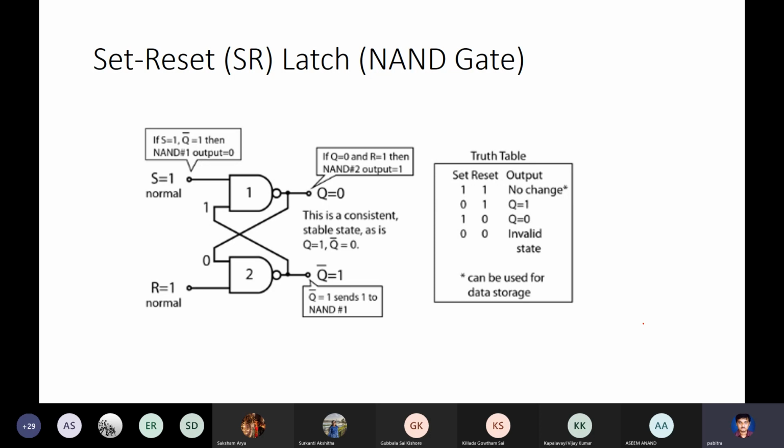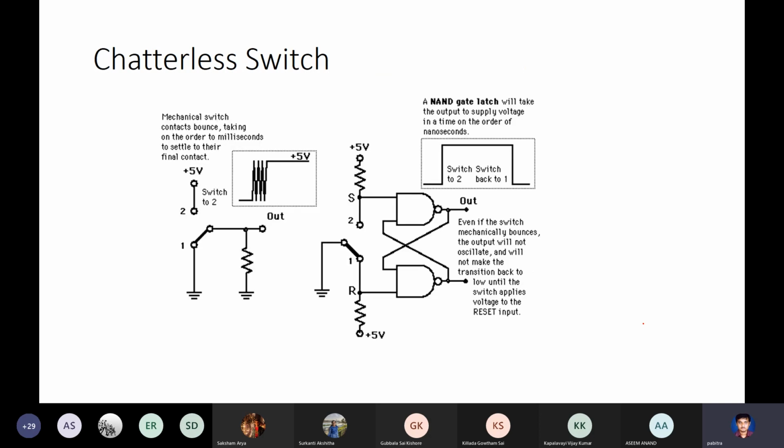So these latches, this SR latch for example, have many advantages. One of the uses is what is called a chatterless switch. If you take any mechanical switch and you want to go from say 0 volt to 5 volt, there are two inputs S and R connected to 5 volt. If the switch is in position 1, then S is 1, R is 0, R is grounded. And if we change the position, then S is 0, R is 1.